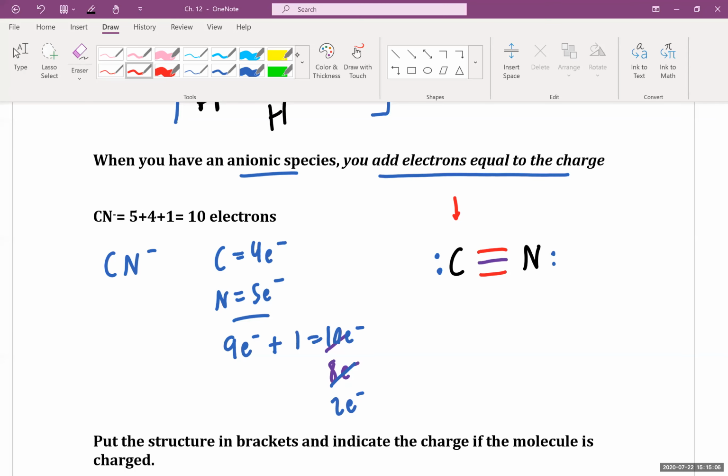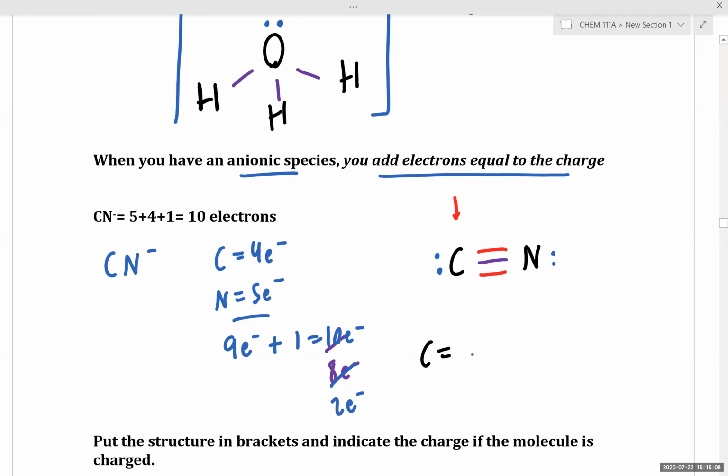Checking that we've done everything correctly, carbon has 2 plus 6 or 8 electrons, and nitrogen has 2 plus 6 or 8 electrons. The overall charge of this ion is -1, so we put our structure in brackets and we indicate the charge. Do these examples make sense to everyone so far?